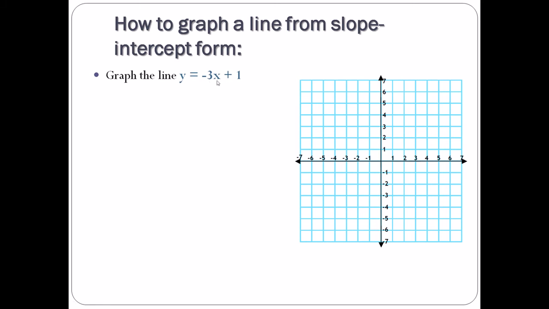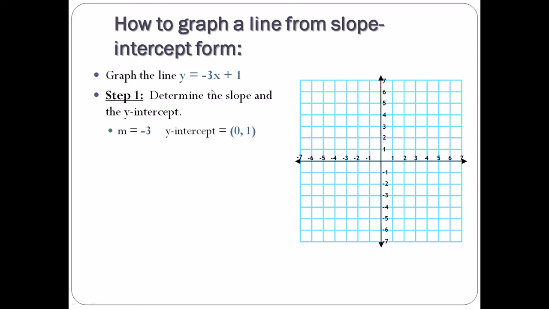Y equals negative 3x plus 1. Step 1, what's the slope and the y-intercept? All right, I know you're acing this. The slope is negative 3, y-intercept is 0, 1. Is our line going to go up or down? Down. So when we're done, make sure the line's going down from left to right.